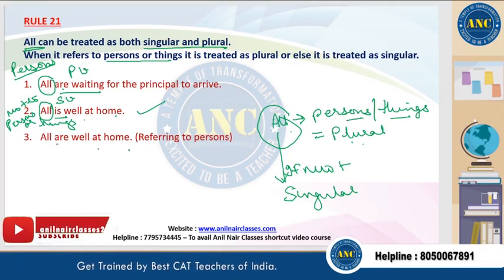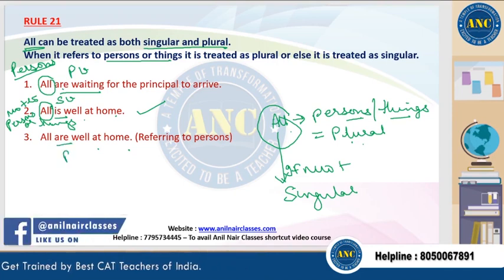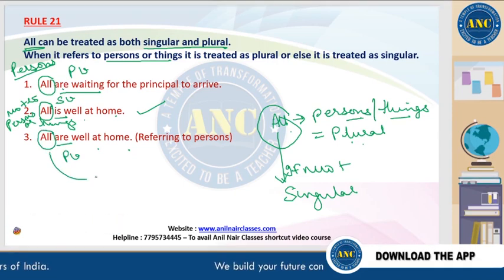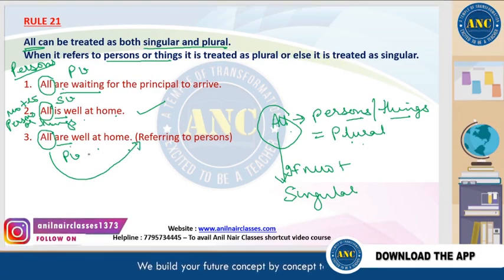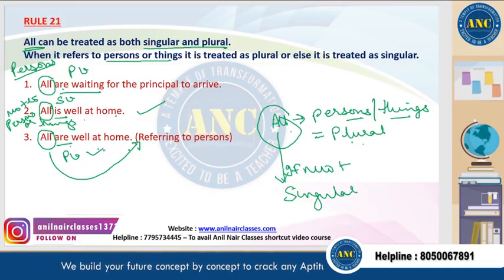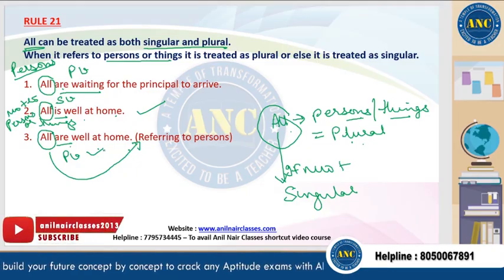All are well at home. So are is the plural form of the verb. Who are well at home? All. Over here the all is referring to persons. That is why the plural verb is correct. Clear? Let's move ahead to the next slide.